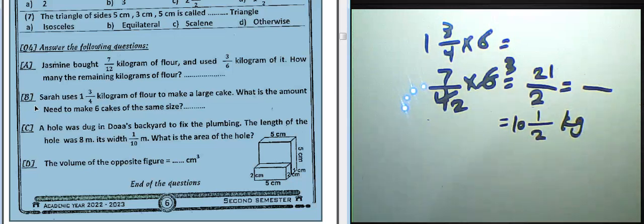So Sarah will use 10.5 kilogram to make 6 cakes of the same size, because she uses 1 3/4 kilogram of flour to make a large cake. What is the amount you need to make 6 cakes of the same size? We can find the result by multiplication. Okay, next question here. Question letter C.